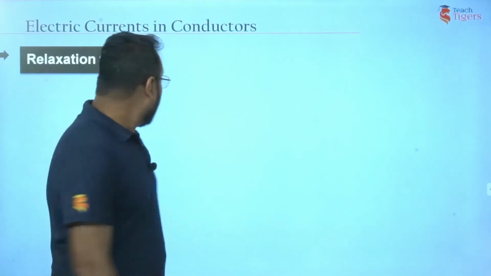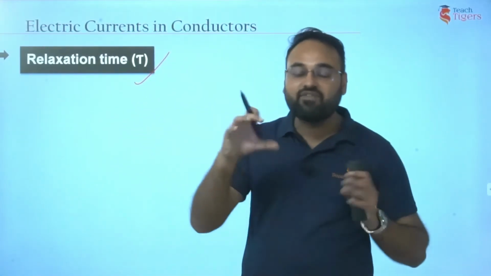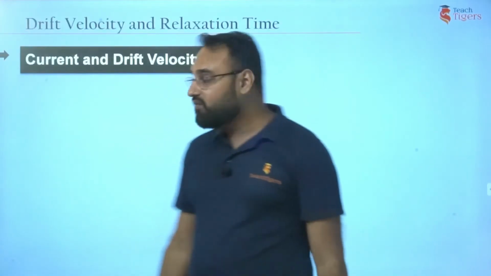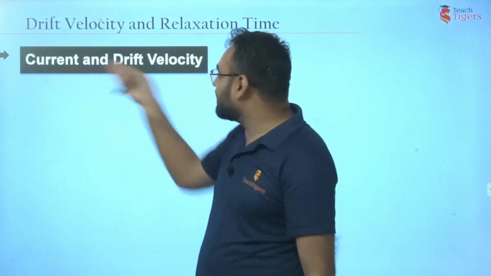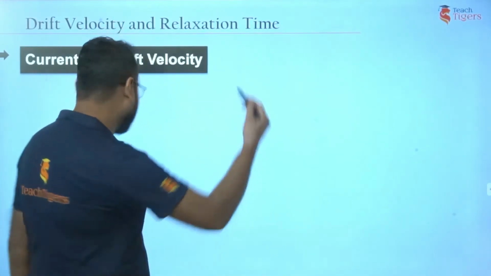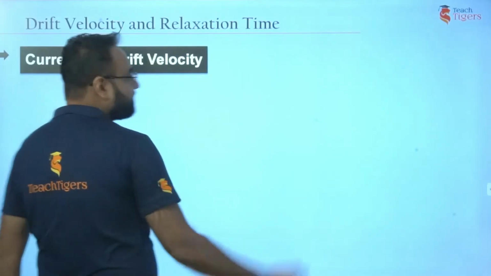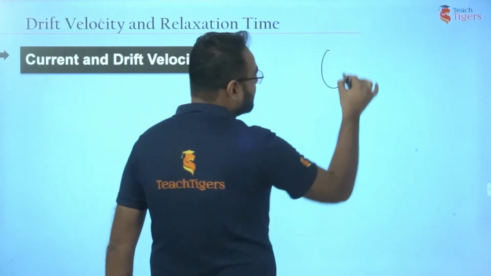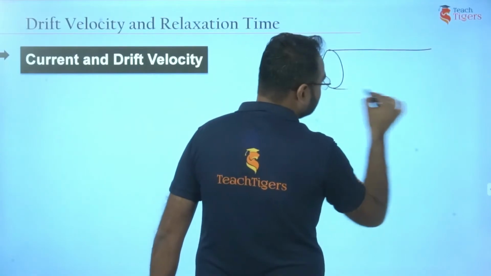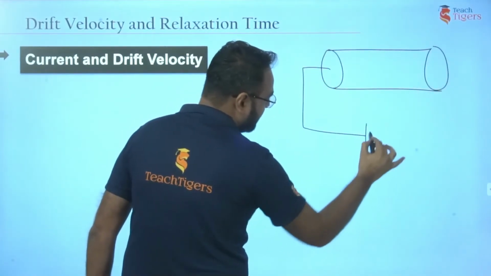Now we have understood this term relaxation time. We have understood what is drift velocity. Now let's move to the relation between current and this drift velocity. Let's try to establish this relation between current and drift velocity. So let's see how we can do it. I'm again assuming the same thing, that there is a conductor like this, and there is a battery connected here like this.